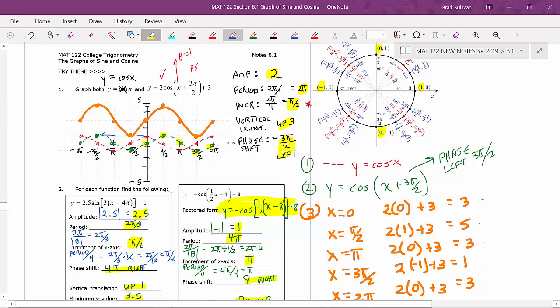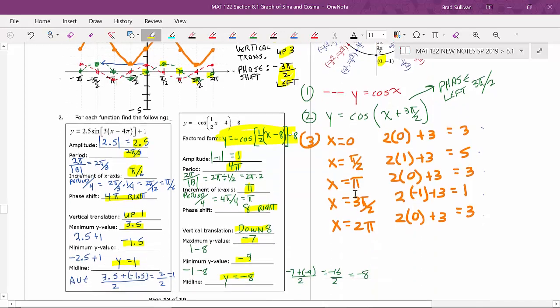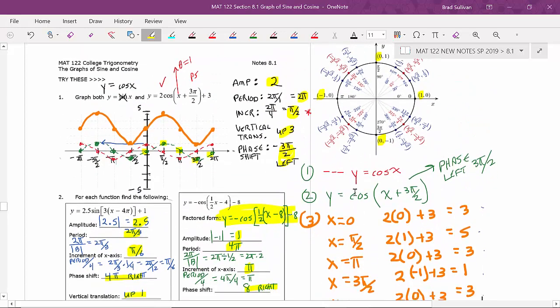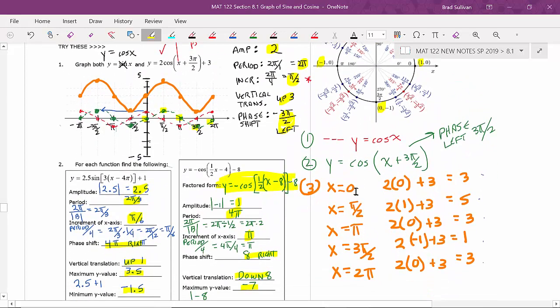So if x is 0, then that had a y value of 3. Then it went to a y value of 5, then to 3, then to 1, to 3, and so forth like that. So what I'm doing is I'm basically taking the phase shift, and then after I do that, I'm affecting the y values. So that's it, all right? Pause if you need to pause on that and think through that.